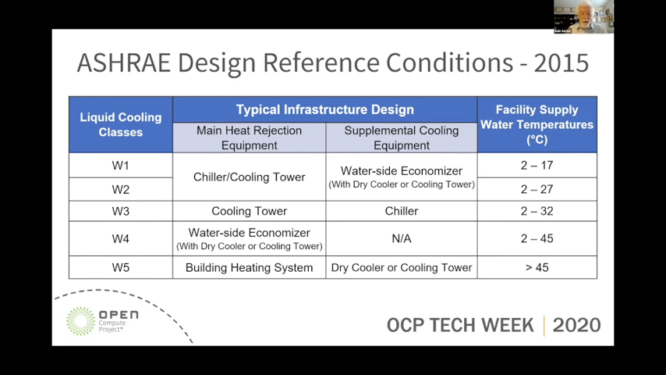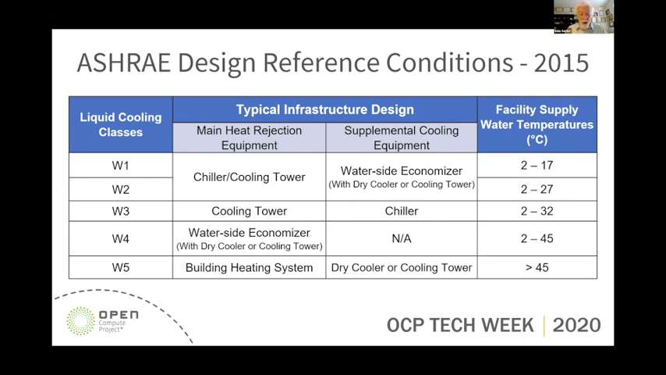As you can see, W1 and W2 are sort of more conventional, where you'll use a chiller and a cooling tower, and then on the side or when the ambient conditions are good, you could use a water side economizer with either a dry cooler or a cooling tower. So those temperatures range from 2 to 17 with W1 and 2 to 27 with W2. Going to a warmer regime, W3, the goal is to run on cooling towers primarily with perhaps a chiller as a backup, depending on your climate zone. Here, we want to see temperatures available, being able to operate up to 32 degrees.